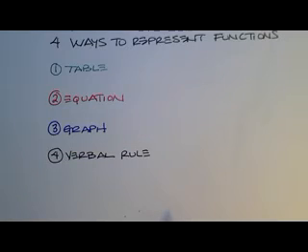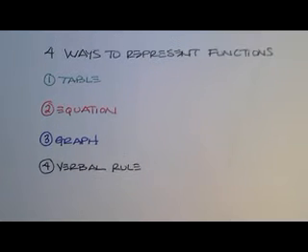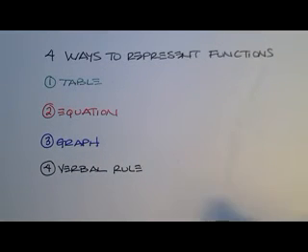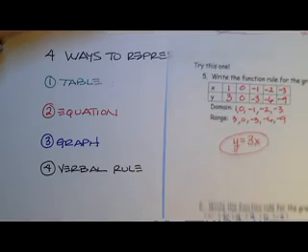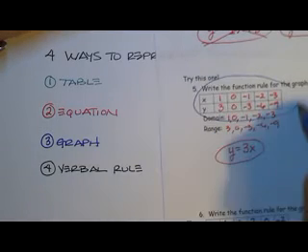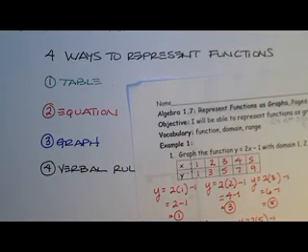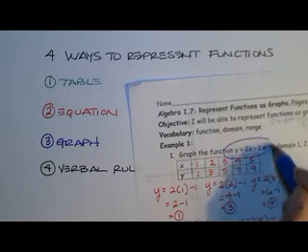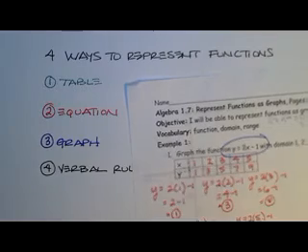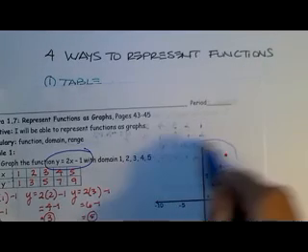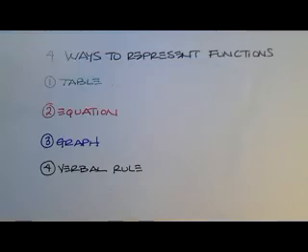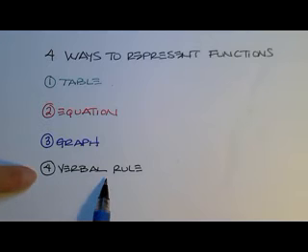So we have 4 different ways that we can represent functions. We have tables, which is what we were using right here. We have equations, which we also have referred to as our function rule. We can use graphs, which is what we've been doing. And then the last one is a verbal rule.